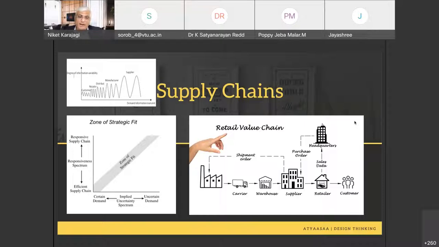What is the implied uncertainty, therefore, on the supply chain? In a given situation, when I'm not able to accurately predict the demand, it puts an uncertainty on the supply chain. So I have to adjust the supply chain constantly to deal with the spectrum of certain demand and uncertain demand. This is such a complex problem to solve that design thinking is the only way out in supply chain.